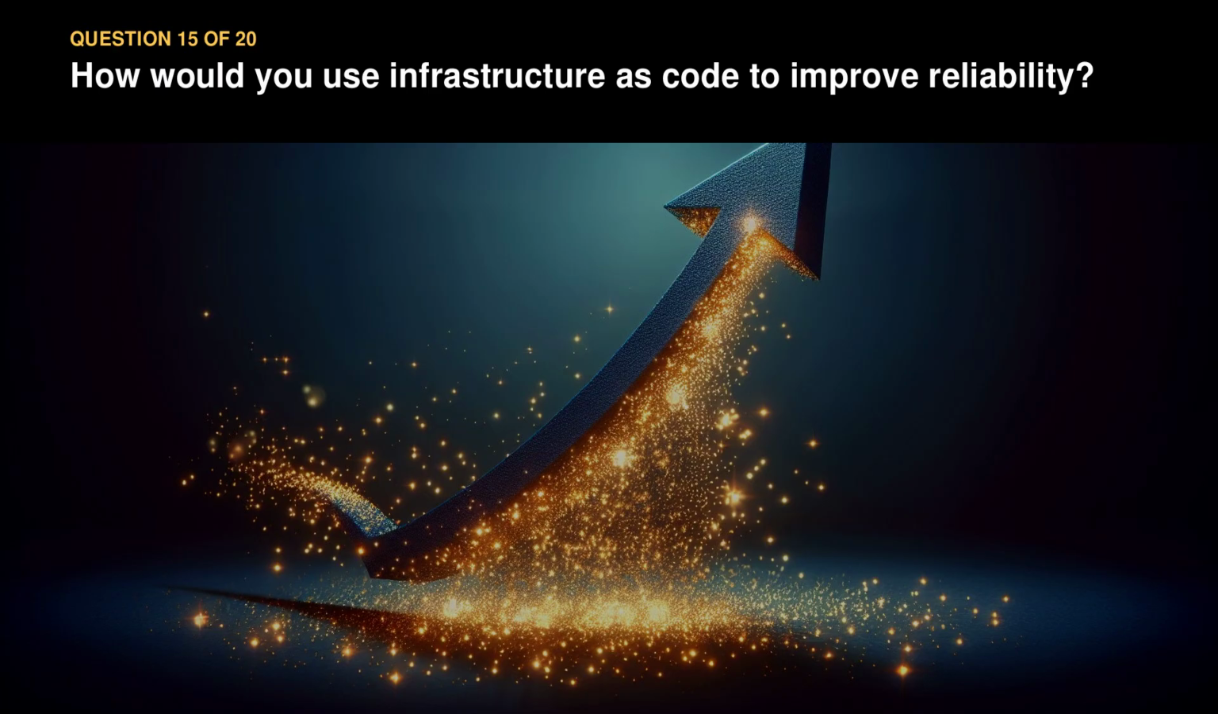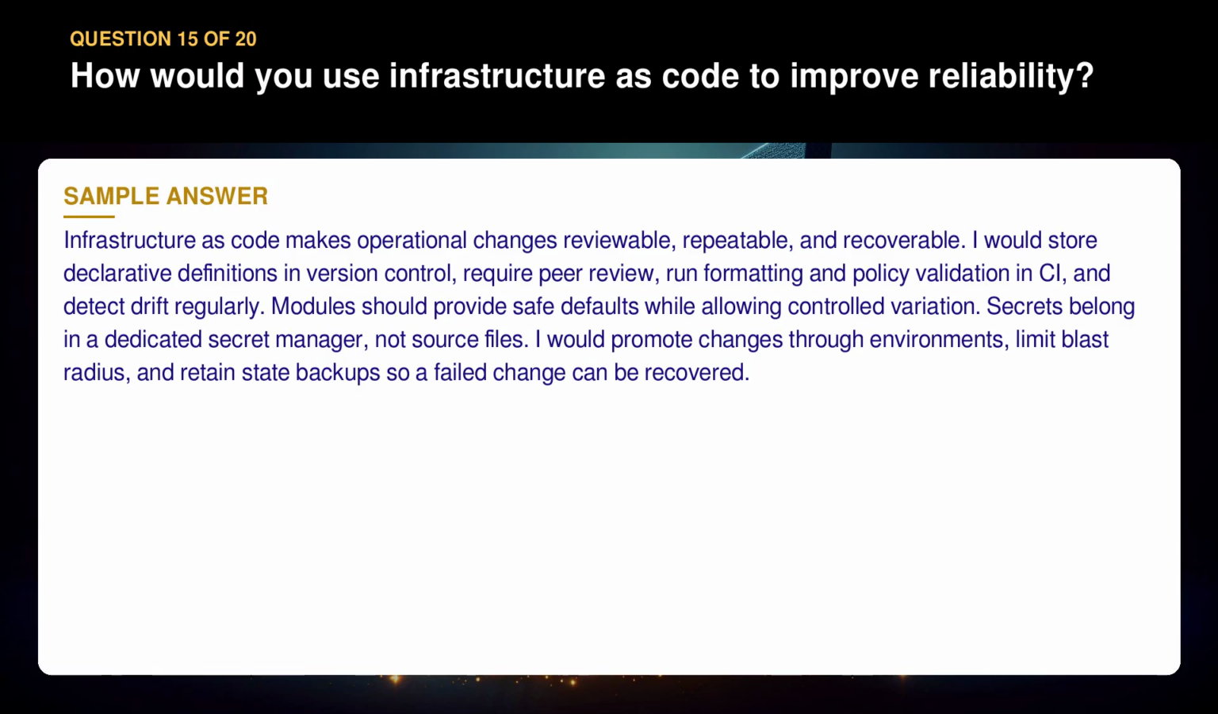Question 15. How would you use infrastructure as code to improve reliability? Infrastructure as code makes operational changes reviewable, repeatable, and recoverable. I would store declarative definitions in version control, require peer review, run formatting and policy validation in CI, and detect drift regularly. Modules should provide safe defaults while allowing controlled variation.